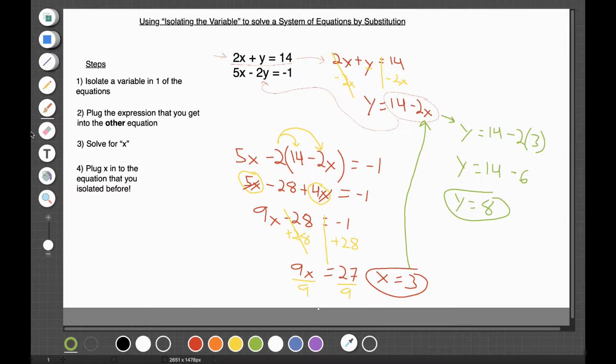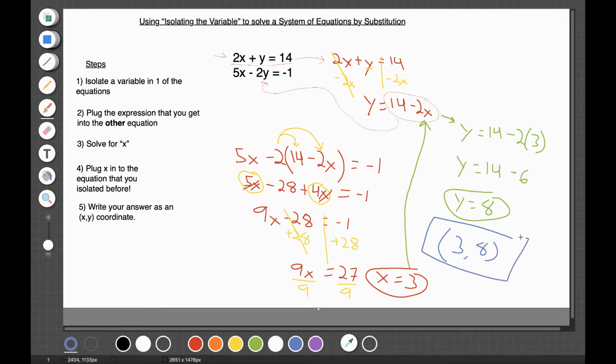Okay, one last step, step number 5. We need to write your answer as an x, y coordinates. Okay, so how do I do that? Well, I'll take one last color and do that. So our final answer will be 3, 8.